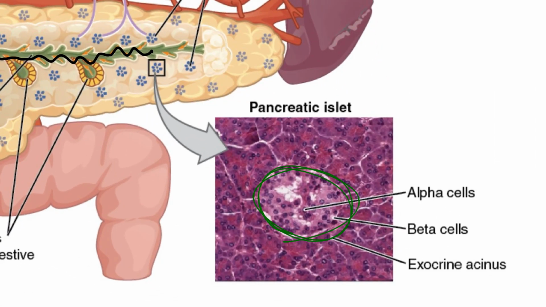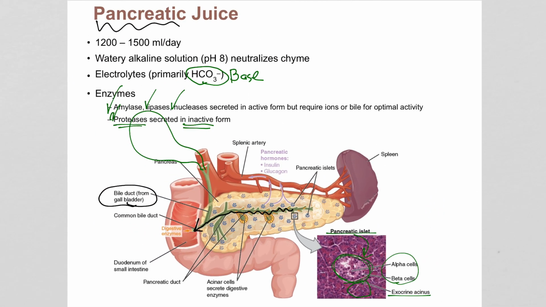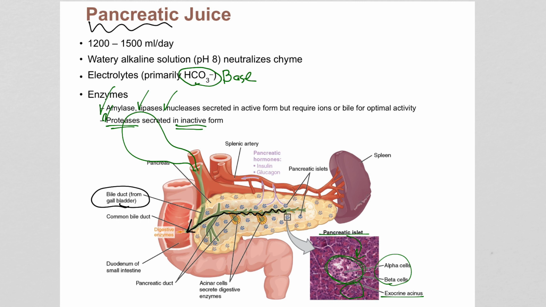Right? Just make sure in your mind you separate this from the endocrine function of the pancreas that we saw previously. Anything in a pancreatic islet, that is endocrine. That's alpha and beta cells secreting insulin and glucagon. These acinar cells, so when they call this an exocrine acinus, acinar cells are the ones that are secreting pancreatic juice. That's the exocrine portion. It's entirely digestive.